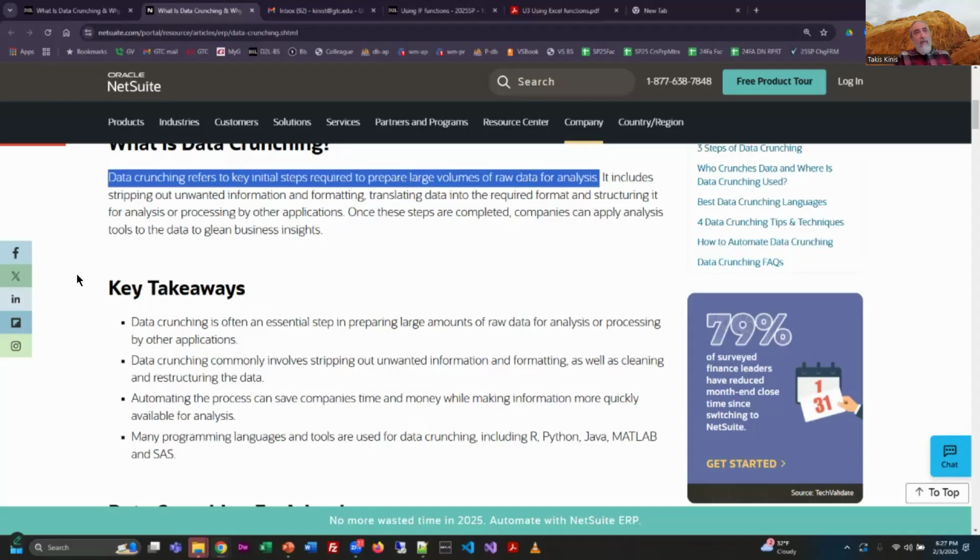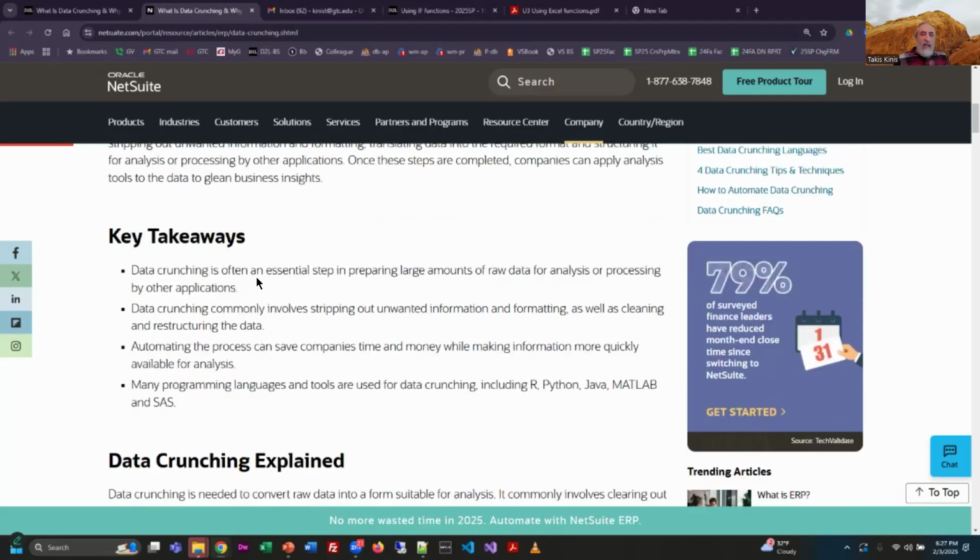And that's one of the struggles that we have as data analysts, is you have all this info, but before I can do stuff with it, I got to kind of clean it up and organize it and sort it and order it or whatever. So they're saying that data crunching is often an essential step in preparing large amounts of data for analysis to do other things. We often strip out unwanted information and formatting, as well as cleaning and restructuring the data.